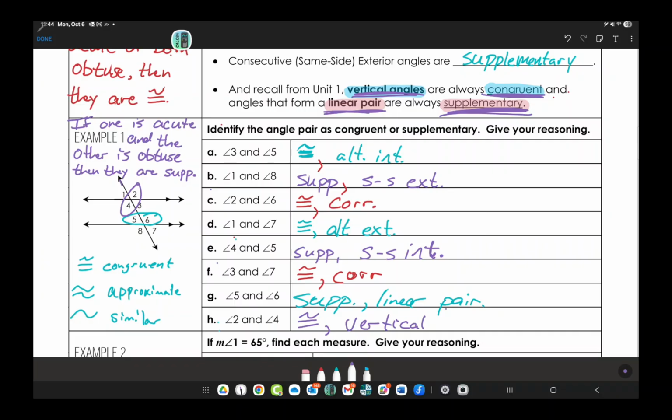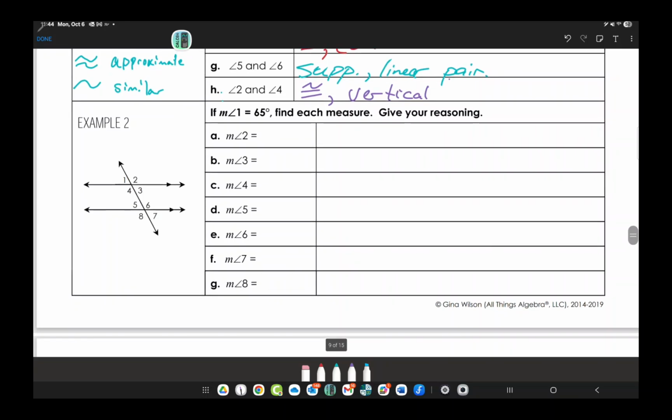Now, we are given that angle 1 is 65 degrees. Angle 1 is acute. So give me another acute angle. That's also 65 degrees. Give me another acute angle. 5 and 7. So those are also 65 degrees. That's angles 1, 3, 5, and 7, all 65.